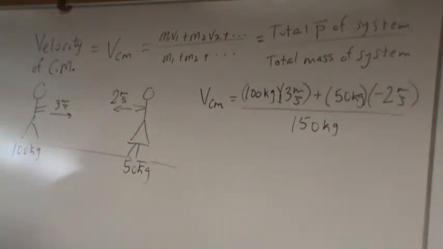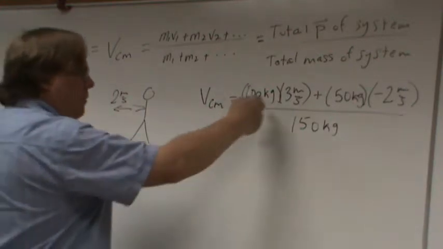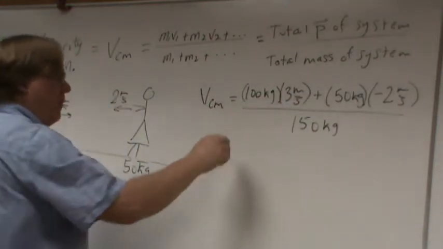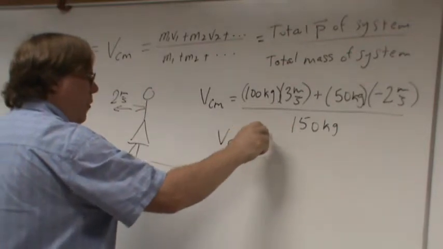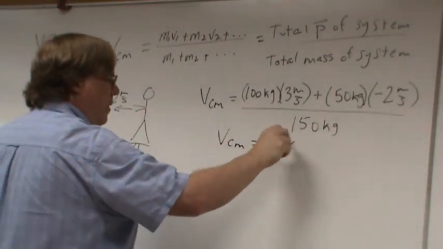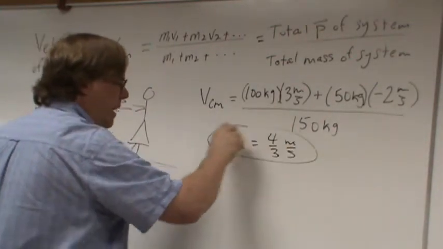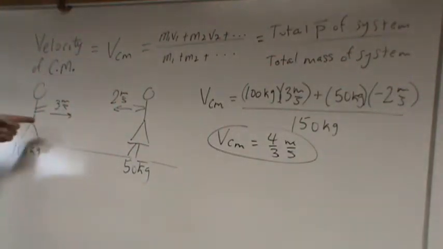What are you guys getting? You getting 4/3? Yes. Hopefully. 300 minus 100 is 200. 200 over 150 is 4/3. 4/3 meters per second. That's the speed at which the center of mass of the system is moving.